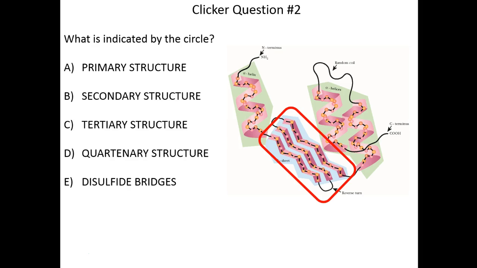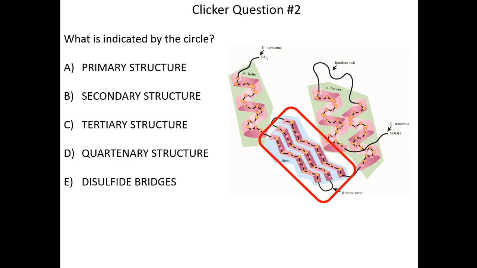I know we're not doing clicker questions here, but I did leave these two clicker questions in place because I wanted you to have some sense of the context of everything we've talked about. This question is asking you what is indicated by the circle. What we mean by that is what's highlighted in red here. What is this showing? I'm going to answer it in just a second, but pause it if you need some time.